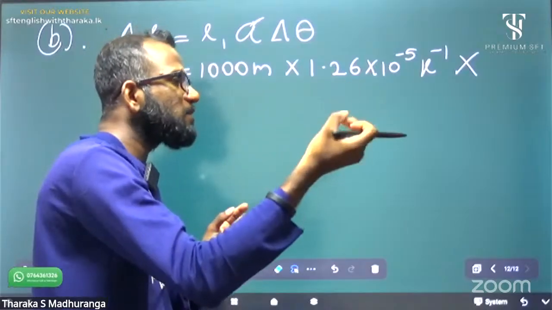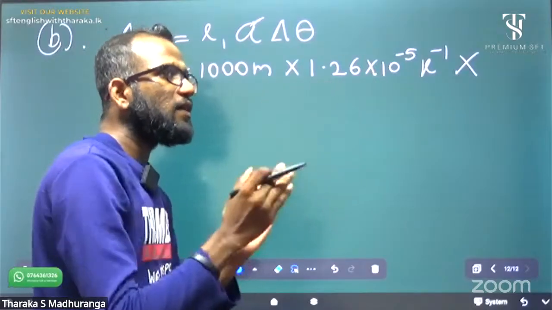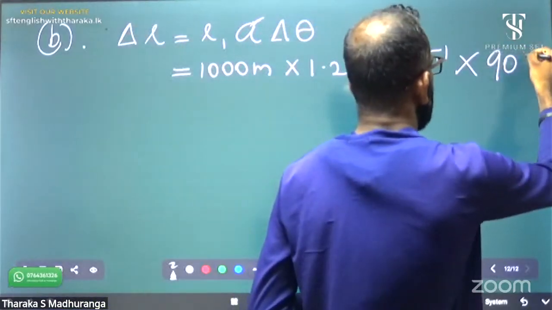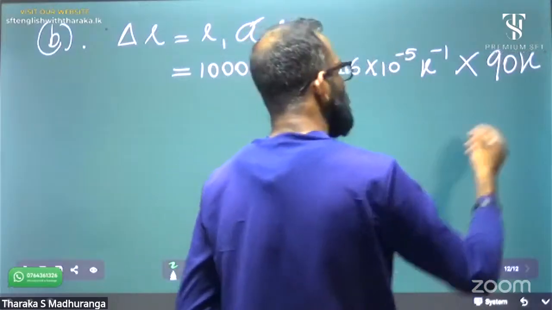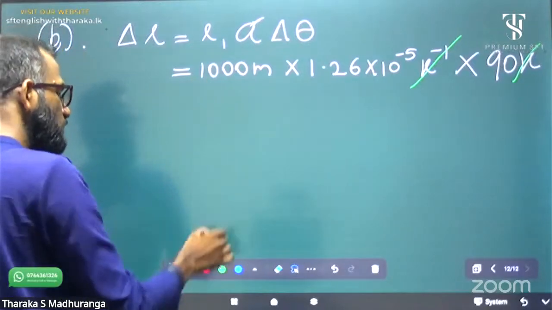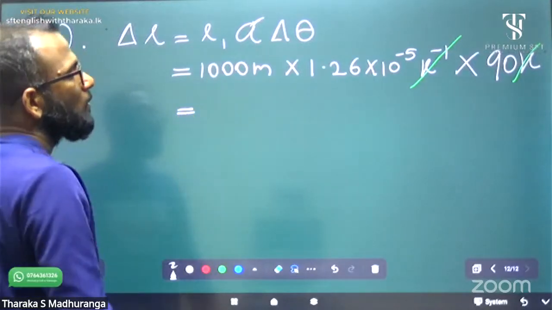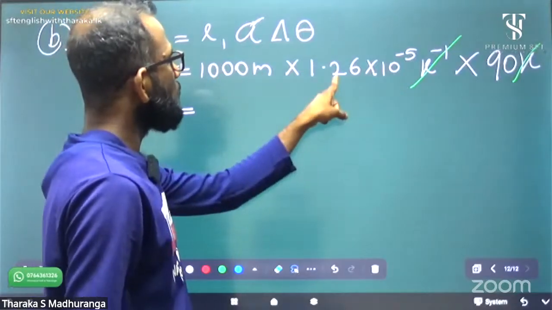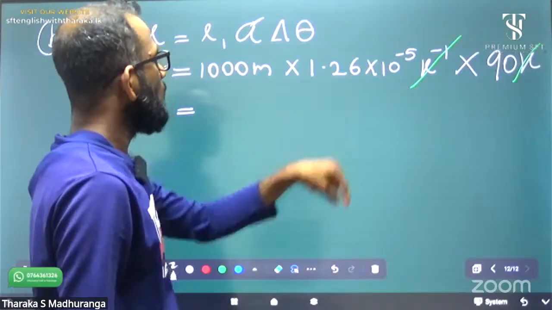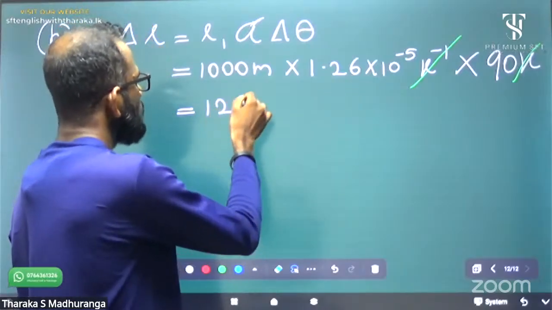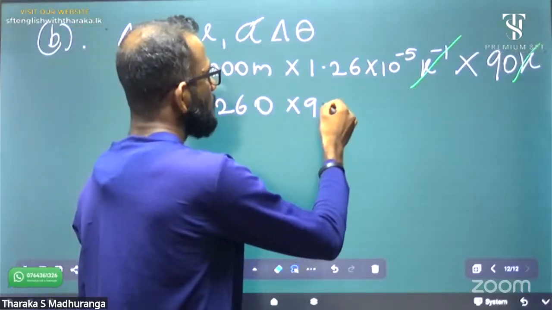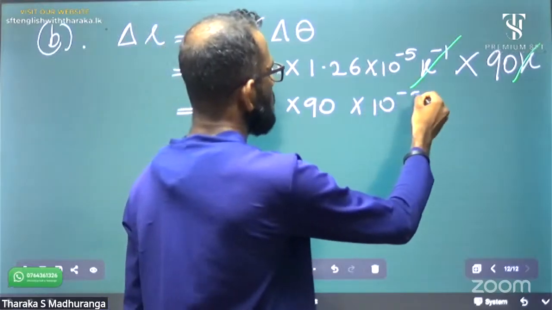The gap disappears at 90 Celsius. The gap is asked at 0 Celsius. Then 90 is the temperature difference, 90 Kelvin. Kelvin and per Kelvin cancel out, then the answer comes in meters. 1000 into 1.26, it is 1260, into 90 into 10 to the power minus 5.